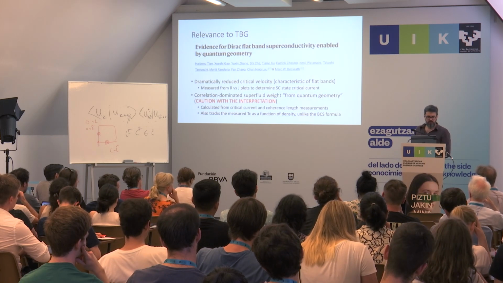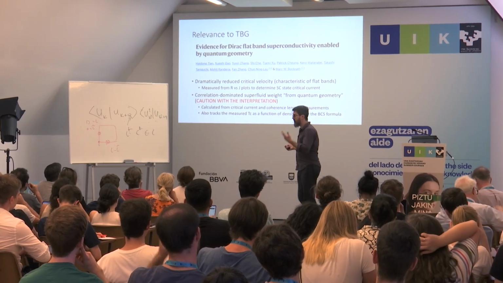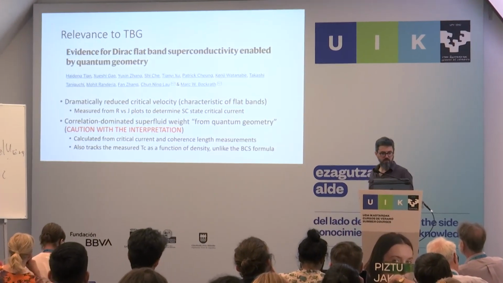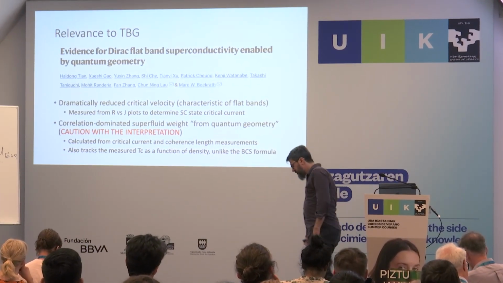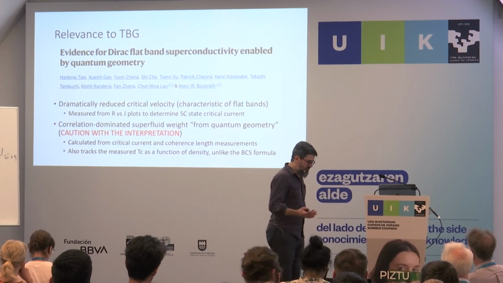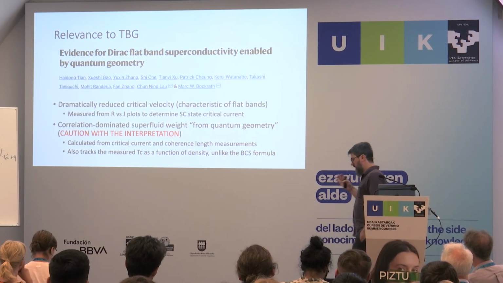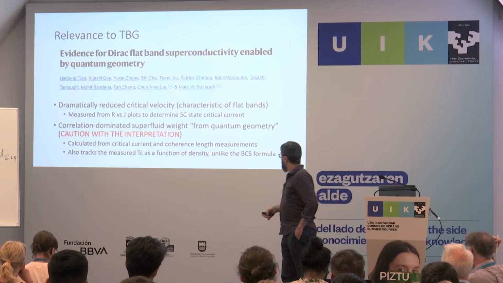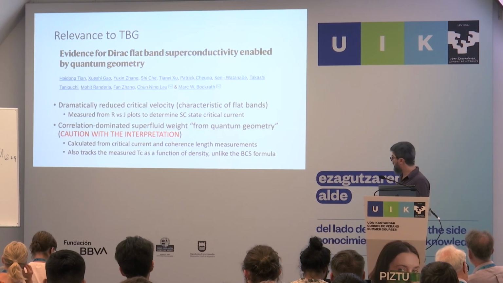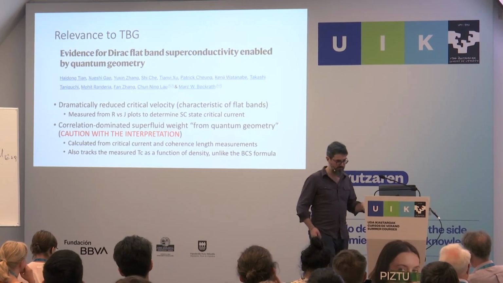Okay, very good. So, relevance to TBG. Take this with a big grain of salt, you have to be cautious with interpretation. But for example, critical current measurements were done on TBG, and they claim, and I'm not making a claim that this is true, you can go read the paper and make your own claim, I actually think much more experiments are needed, they claim that in TBG the correlation dominated superfluid rate comes from quantum geometry. Now, I think this is one of these cases where you cannot have just one paper about it.